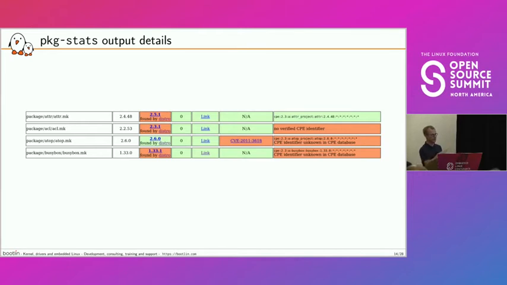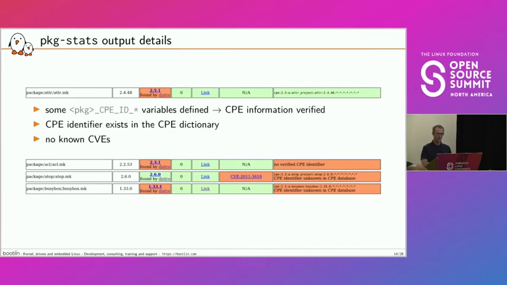So here, it's mainly the last two columns that are going to be relevant. The rest is also interesting, but for other reasons. And the last two columns is really what matters from a security point of view. So here we have a first example of this ATTR package. This package has at least some of the CPE ID variables defined. So it means that one Buildroot developer has already done the effort of adding this metadata in the package. So this developer has verified that, yes, in the CPE terminology, that package is referred with those particular values. And the CPE identifier actually matches.